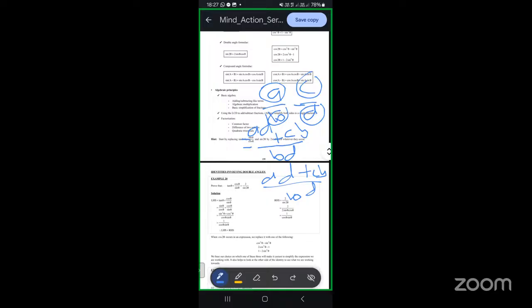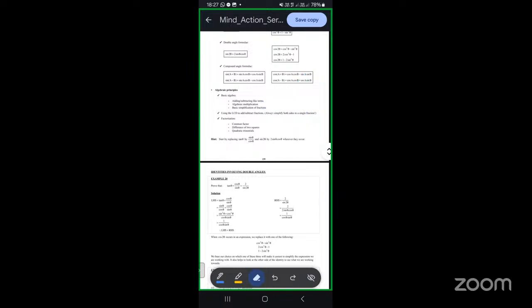Yes, sir. Thank you. Okay, so now are you following on how they got that sine squared theta plus cos squared theta all over cos theta times sine theta? Yes, sir. Are you sure? Yes, sir. Oh, okay. Thank you.